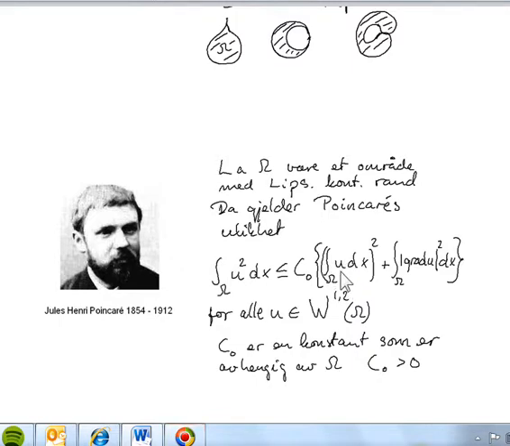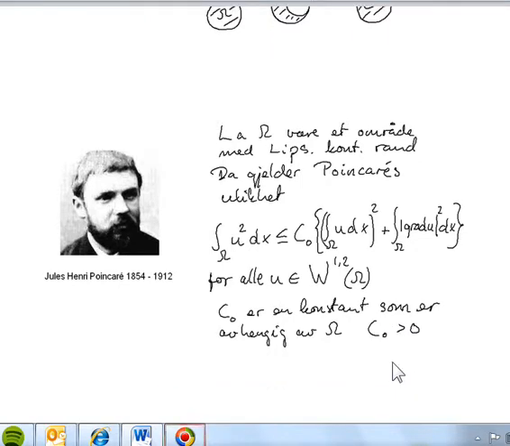On the right hand side we have the integral of u squared, and we also have the integral of the square of the absolute value of the gradient of u. And this inequality holds, using the same constant, for any function u in this Sobolev space W^{1,2} of omega. Moreover, this constant c is strictly larger than 0, so it's a strictly positive constant. So this is the Poincare inequality.